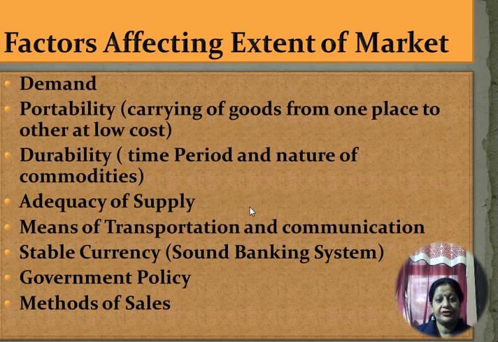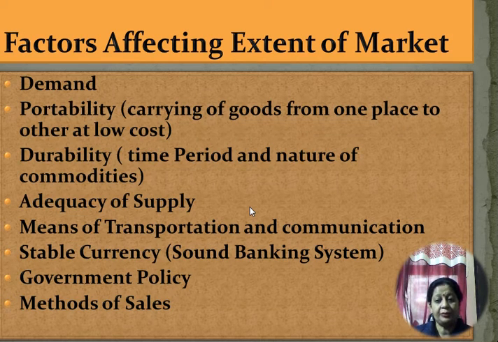Factors affecting the extent of market. Now, how can the market of a particular commodity be affected? The first is demand. If the demand is increasing, that means the commodity is having a very good market, and if the demand of the commodity decreases, that means the seller is in a position of facing loss. So demand plays an important role which affects the market of a commodity.